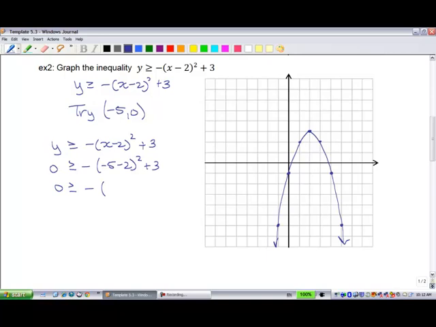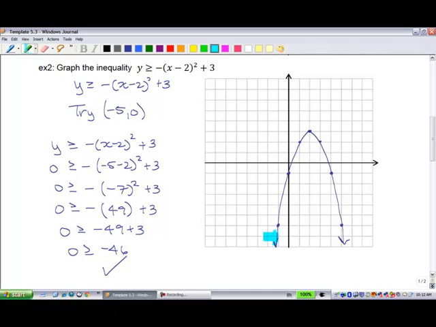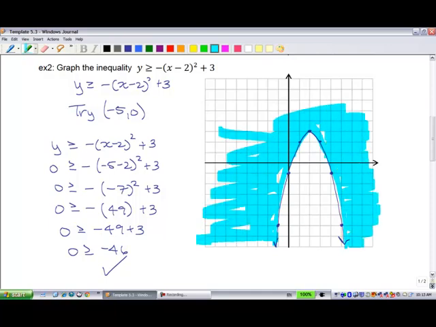Negative 5 minus 2 is negative 7. Remember, when you square a negative, it becomes positive, so that's 49, which makes it negative 49 plus 3, which I'm saying is negative 46. Is 0 greater than negative 46? You bet it is. So we want to shade in the region of negative 5, 0, which is outside this parabola. So there's my shading outside. I'm not going to do everything, but certainly the points that are outside here.